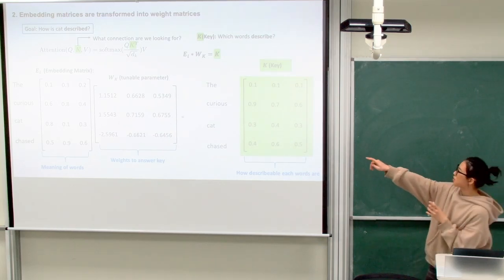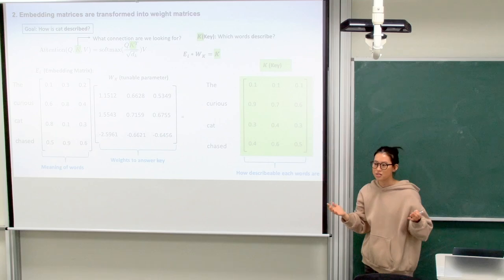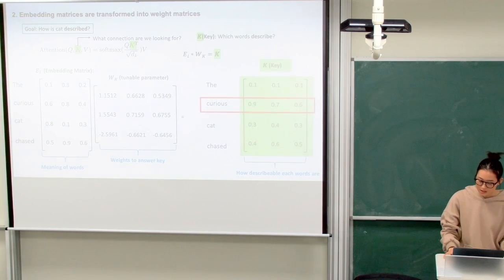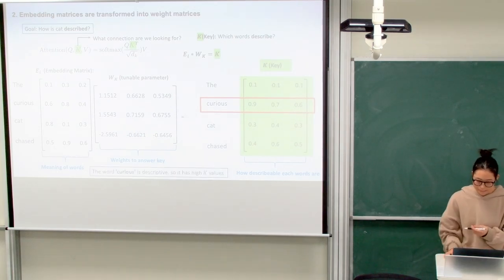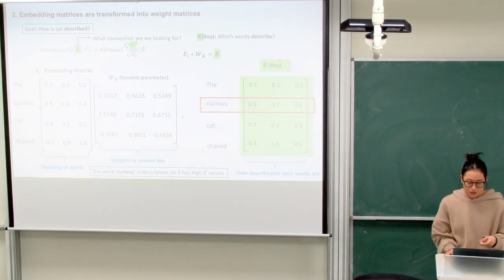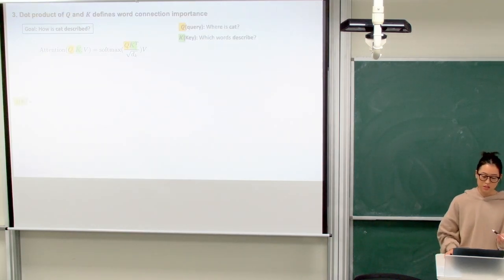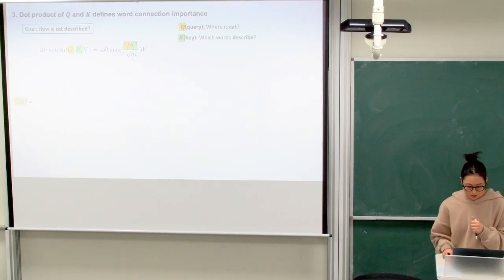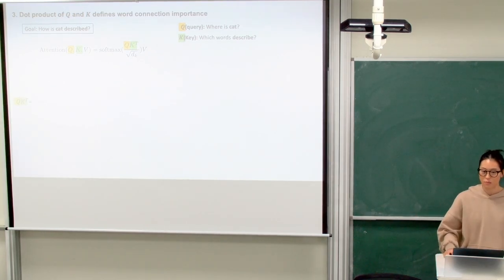If you look at the values, the "the" has a very low value because "the" can't describe anything. But if we look at curious, it has a high value because it is able to describe something. So if we go back to our attention equation, it says we need to do a dot product between Q and K transpose, and I'll show you what the dot products will represent.